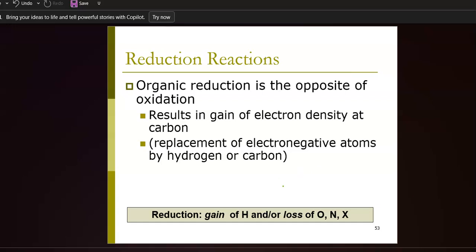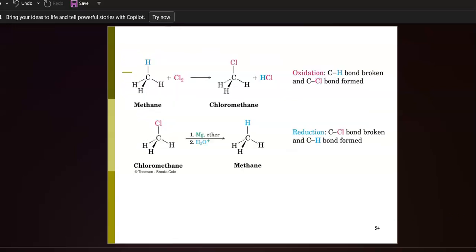And just the reverse of that: if you gain a hydrogen and you lose an oxygen, nitrogen, or halogen, then those are reduction reactions. For example, in this case, we have lost a carbon-hydrogen bond. You took a hydrocarbon and reacted it with chlorine. So that halogenation of alkane reaction is actually an oxidation, because you replaced a carbon-hydrogen bond with a carbon-chlorine bond. You have loss of hydrogen and gain of a halogen, so that is an oxidation.